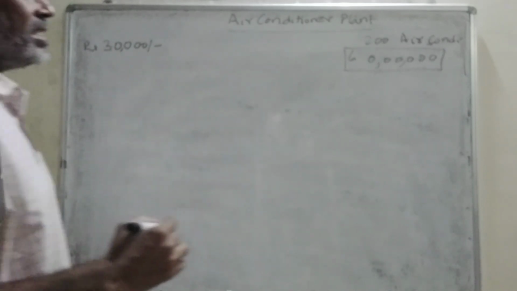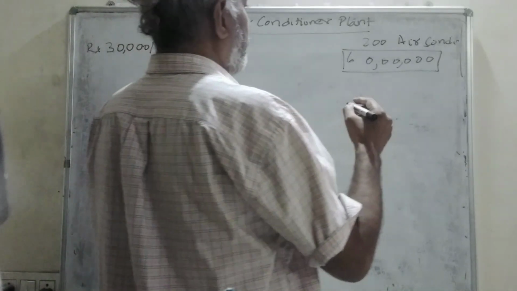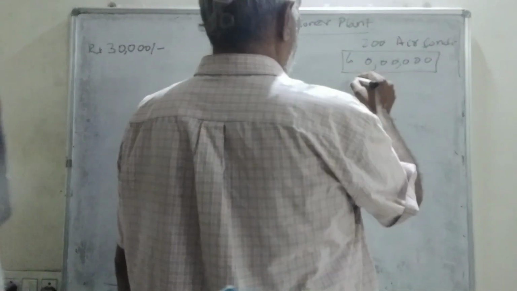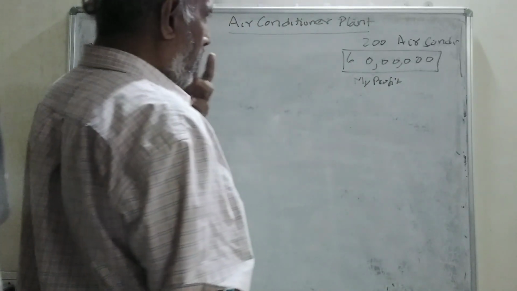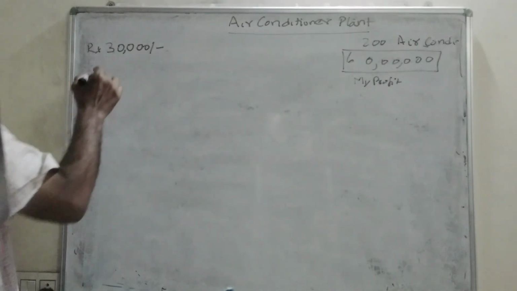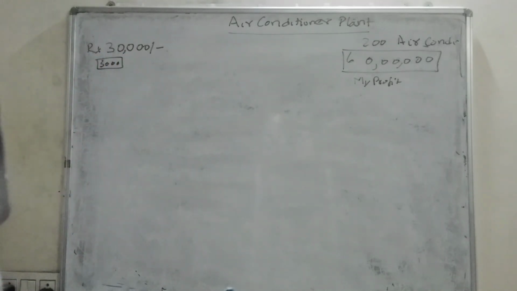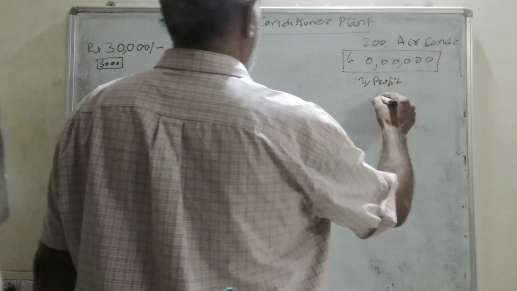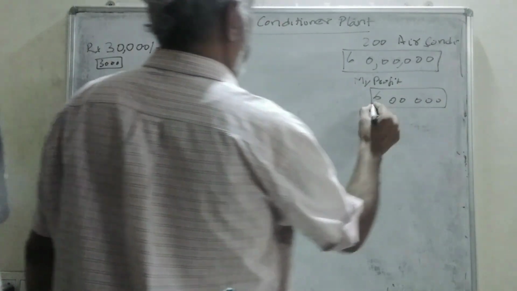In this 60 lakhs, my estimated profit, say out of this 30,000, for example 3,000 is the profit if I sell at 30,000 rupees. I'm getting the profit of 3,000 rupees. So 3,000 times 200 is 6 lakhs. My profit is 6 lakhs.